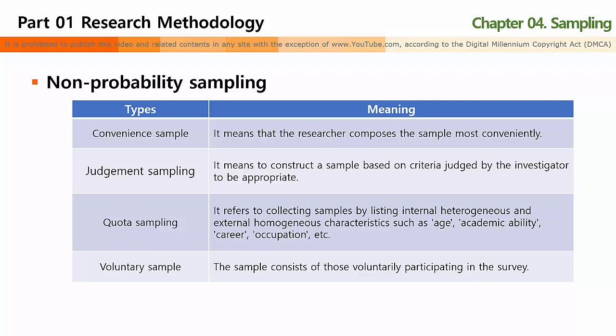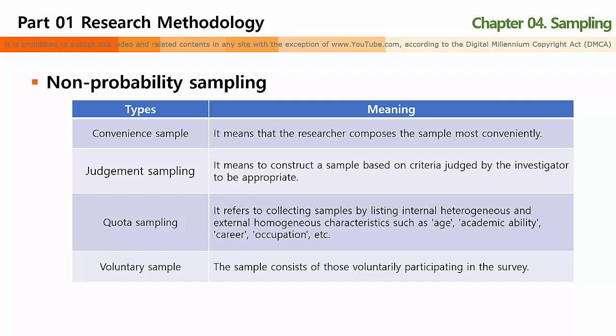The second is judgment sampling. It means constructing a sample based on criteria judged by the researcher to be appropriate. This method is also not fair. The third is quota sampling. It refers to extracting a sample by assigning the number of samples according to characteristics such as age, academic ability, career, occupation, etc., corresponding to internal heterogeneous and external homogeneous criteria.